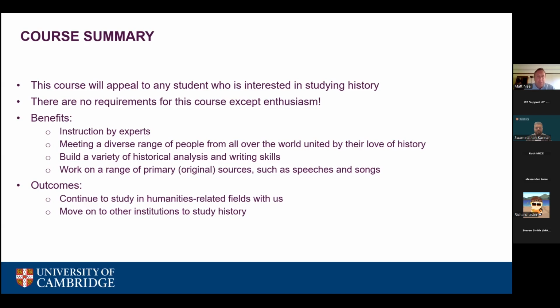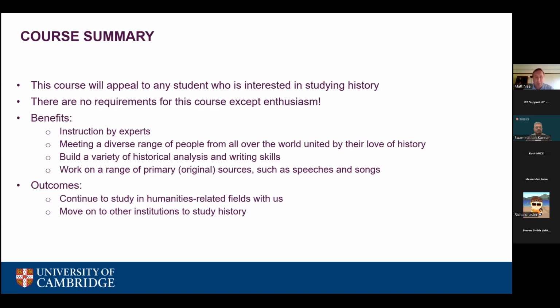There are good opportunities in this course to work on a range of primary source materials. That's original sources from the periods that you're studying. There's a really wide range of sources that you're likely to encounter on this course, everything from traditional written documents through to speeches and songs. So a really wide variety of materials to engage with, and a really wide variety of skills to build and hone.